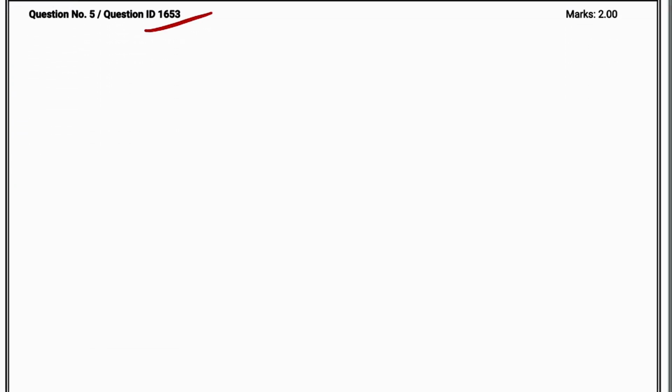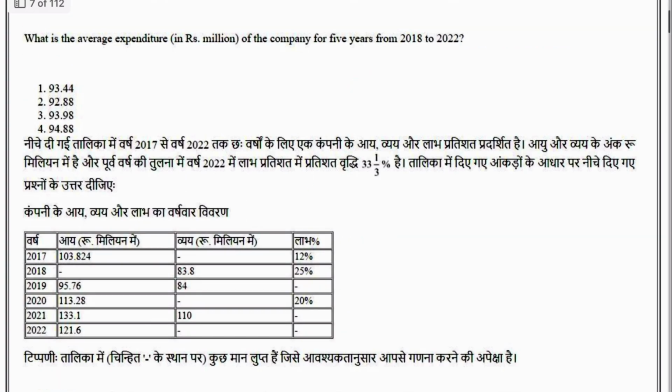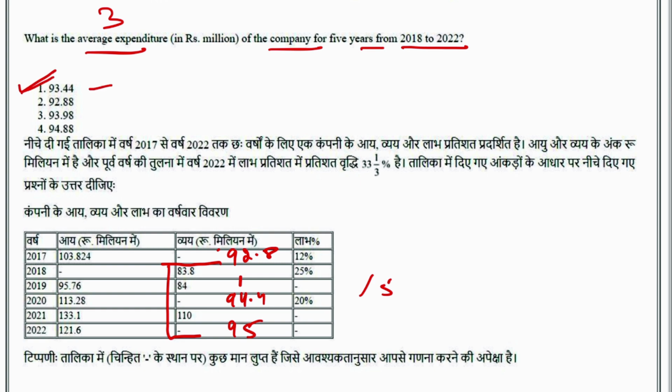Next question number 53, or question number 3. Again same data. Question number 3 says, what is the average expenditure in rupees million of the company for 5 years from 2018 to 2022? So they are asking for average expenditure. We have already calculated this. This was 92.8 and this was 94.4 and this was 95. So you have to calculate from here to here. Add all this and divide by 5. It will be 93.44. 1 is the answer.